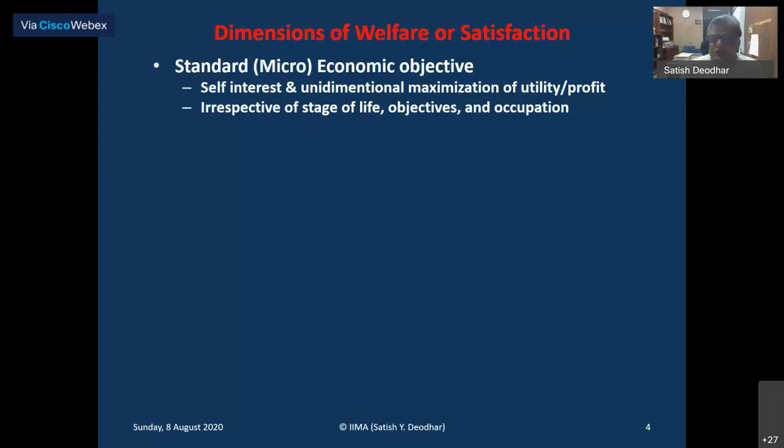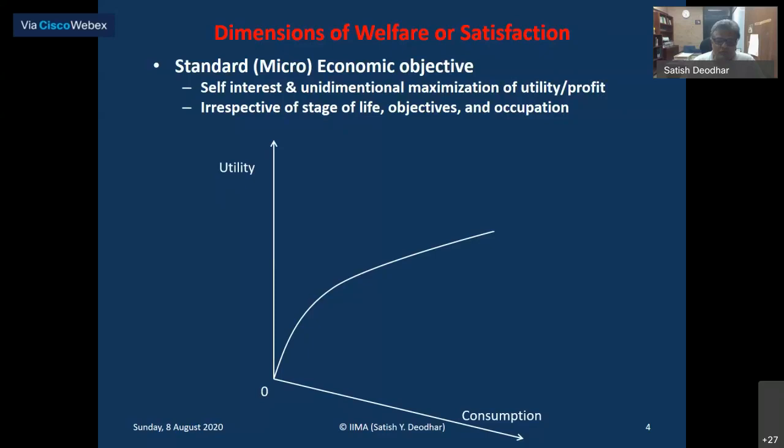So how does this contrast with Indian thought? Before that, the standard argument: if you have utility on the vertical axis and consumption on the horizontal axis, a person is trying to maximize his utility, consume as much as possible, a materialistic view of the world, given your limited income and the positive prices, try to optimize and maximize your utility, right? This is the standard neoclassical microeconomic objective.